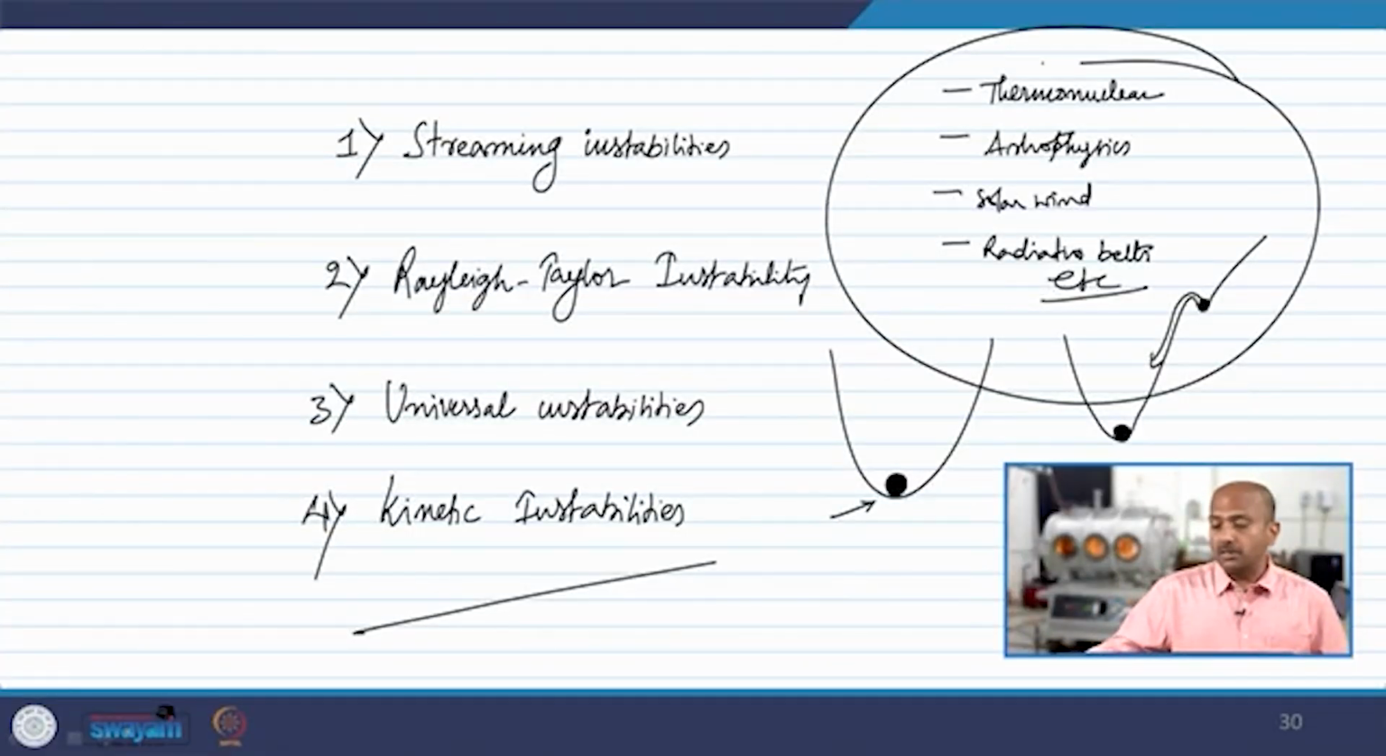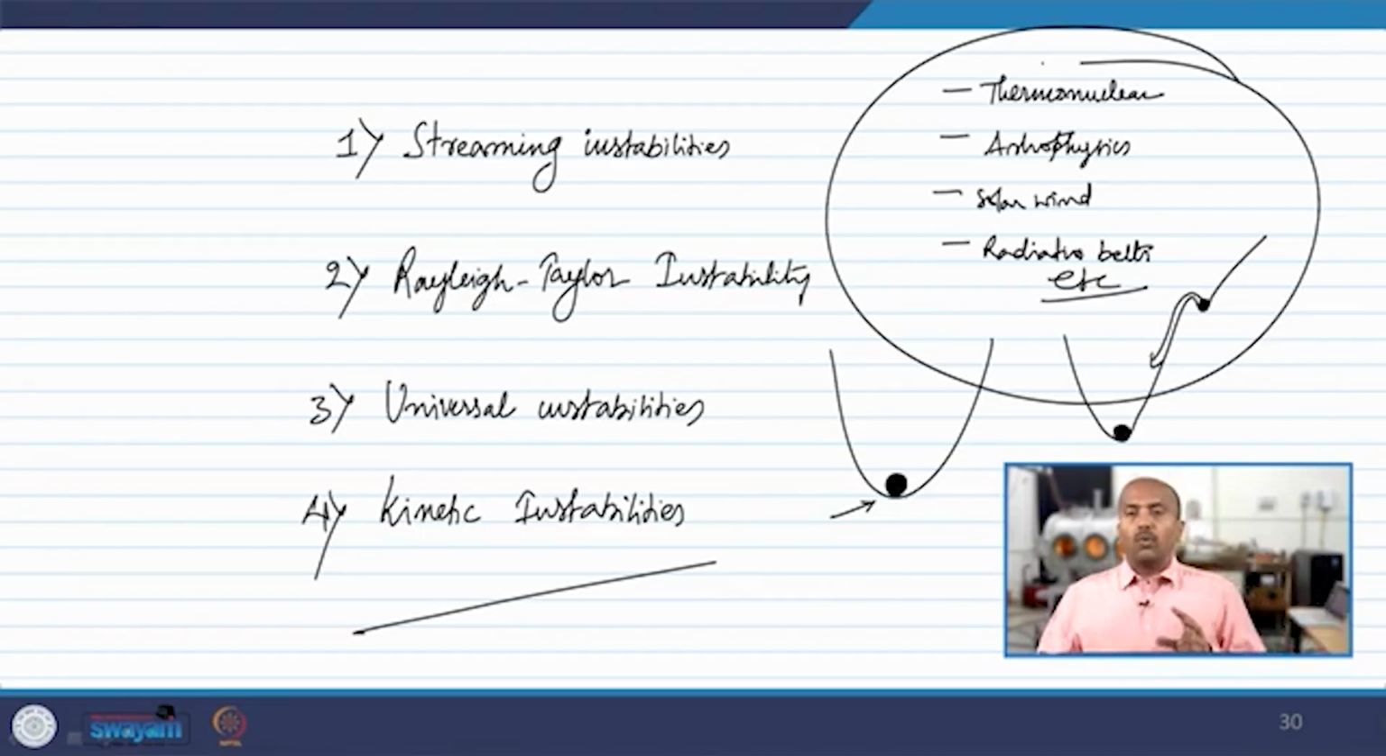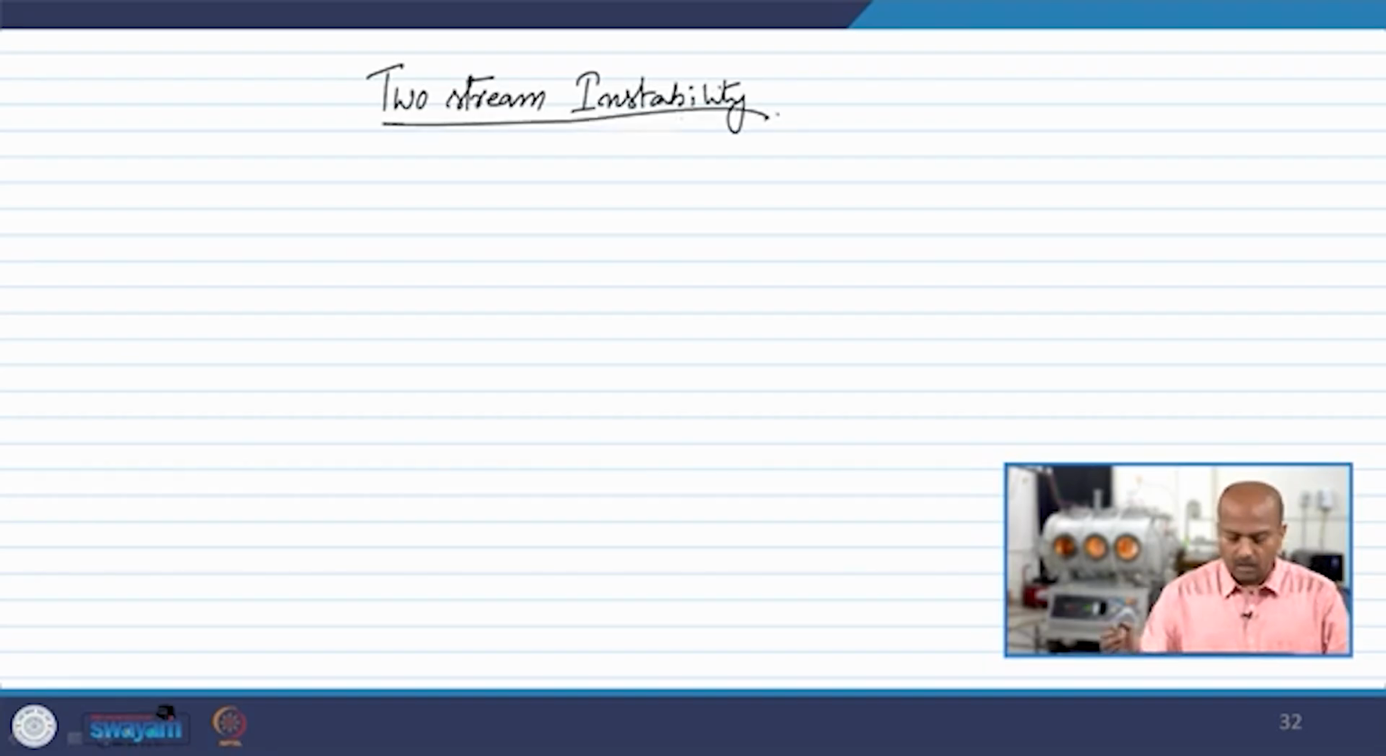Okay. Now, these are the methods, these are the instabilities, and this is the relevance of studying plasma instabilities. Now, let us take one type of instability for reference. We will try to solve that mathematics and try to see what are the inferences of the result. Okay. So, one instability that we are particularly interested in is called the two-stream instability. What is a two-stream instability?